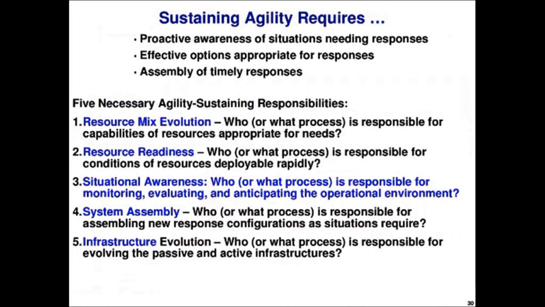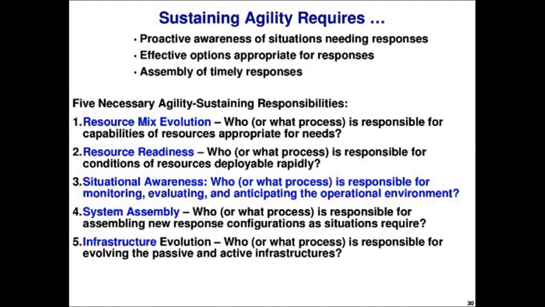Yes, I do. So sustaining agility requires proactive awareness of situations needing responses, effective options appropriate for responses, assembly of timely responses. And across that milieu, there are 5 specific responsibilities that should have a name put to them. Who does this? And do they really believe it's something they do every day, day in and day out, instead of once a year at an annual redo of the strategic plan or whatever?